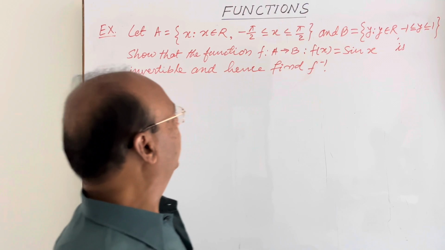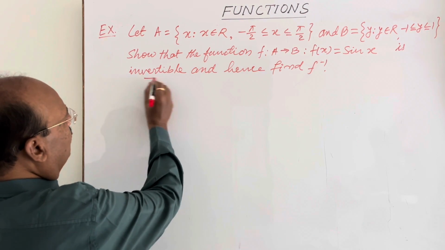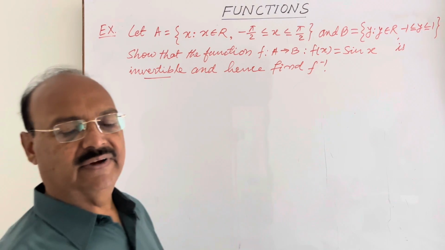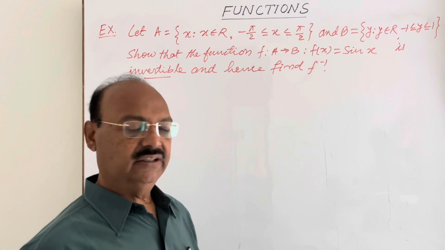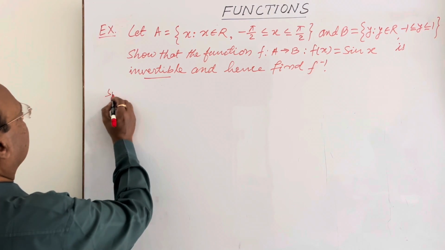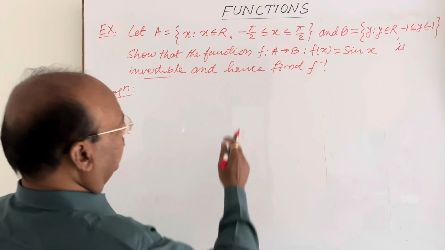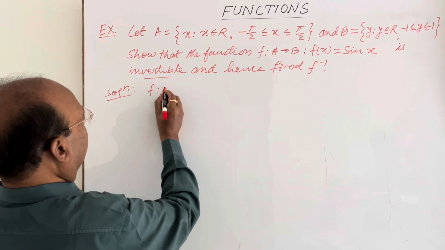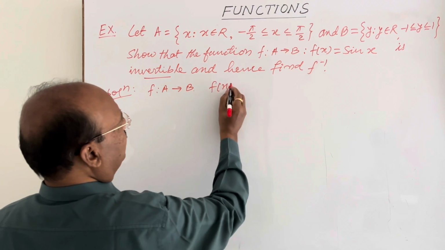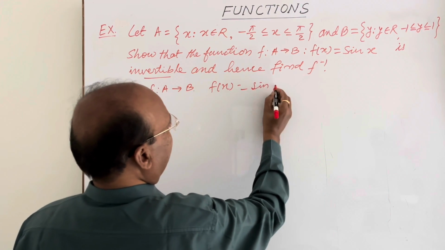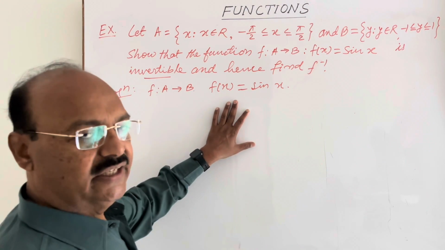We know that for showing any function to be invertible, we need to show that this function is one-one and onto function. Correct? So let us see the solution here. Here function f is defined from set A to set B and defined as f(x) is equal to sine of x. And you know how we can show that this function is one-one function?